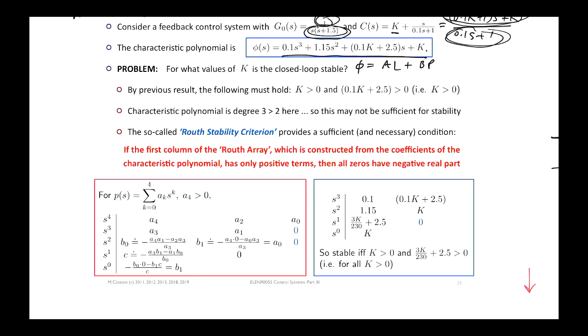And if you take the limit as that thing goes to 0, when you work out all these numbers, and you get no sign change in the first column of the Routh array, then you know the polynomial has all its zeros in the left half plane.